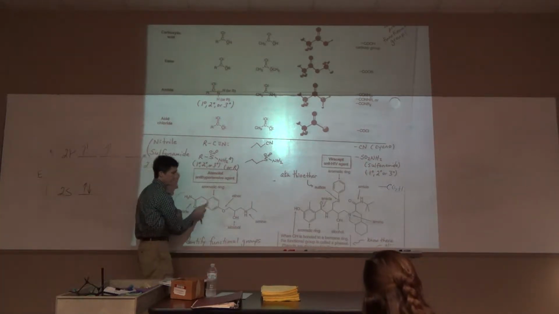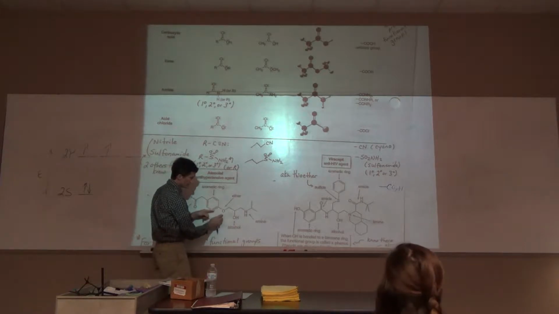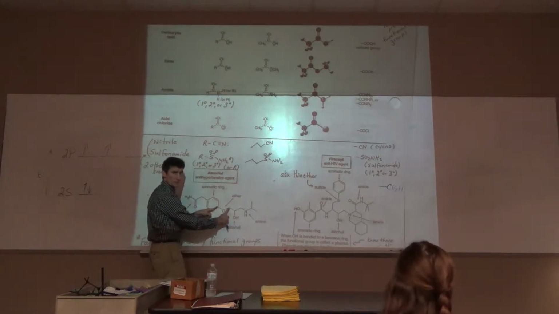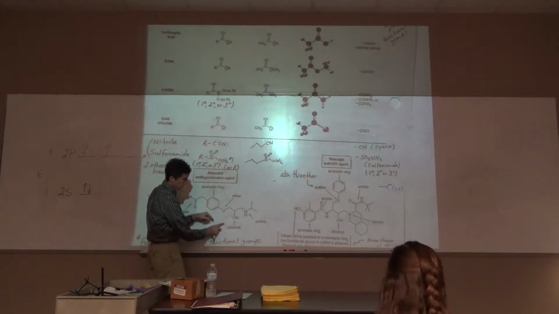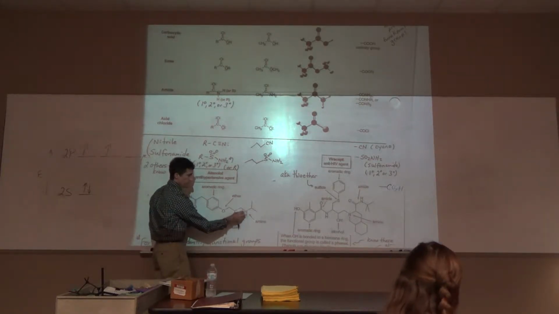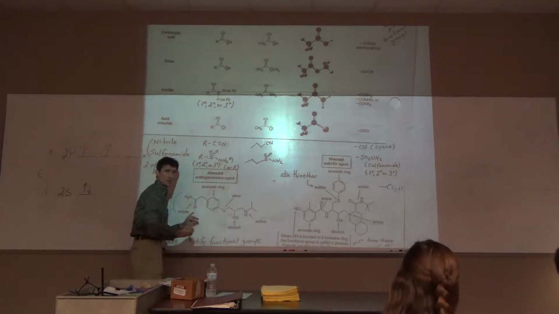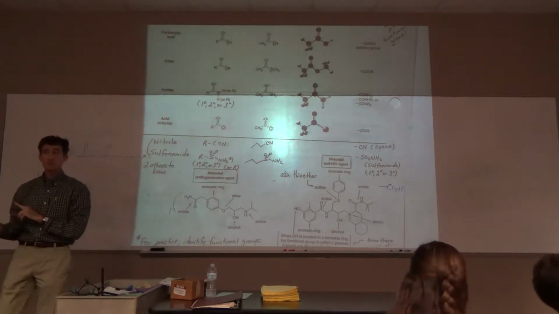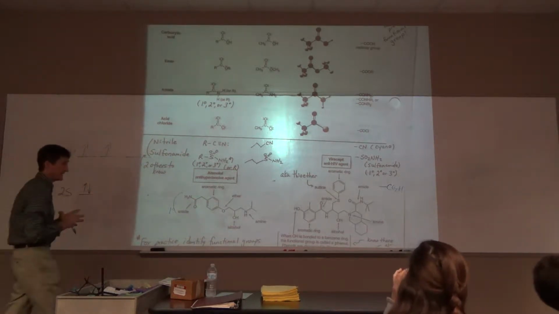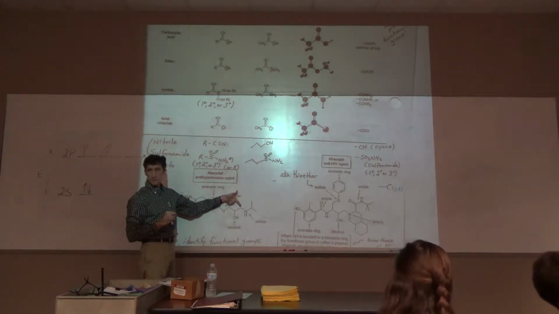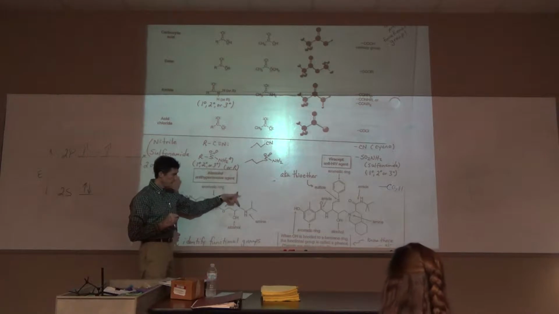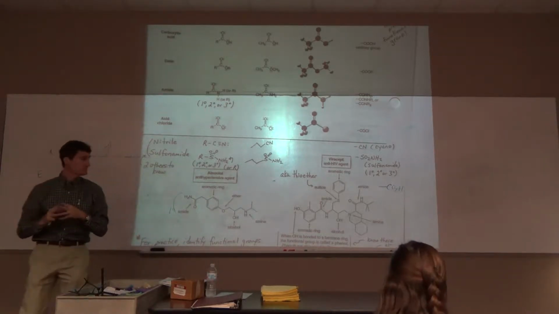Aromatic ring, granddaddy of them all, benzene ring, ether. Oxygen with two R groups, two carbons. Alcohol with the hydroxy group. That's an amine because its nitrogen is only bonded to plain carbons. If it's bonded to a carbonyl, it's no longer an amine with an N. This amine, what substitution is this amine? Secondary amine because it's bonded to two carbons.